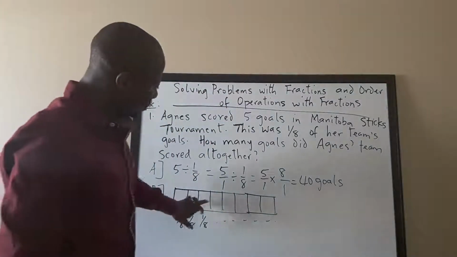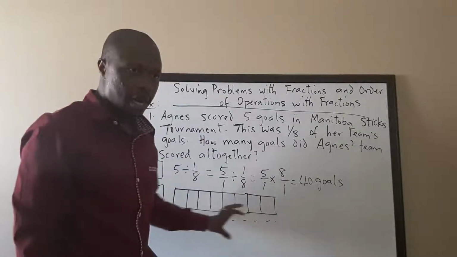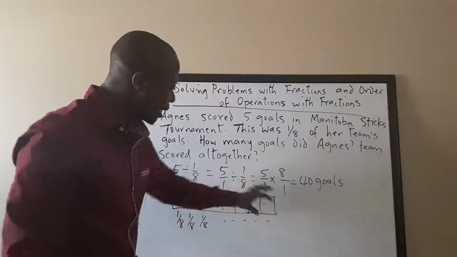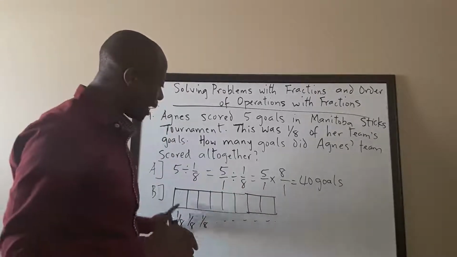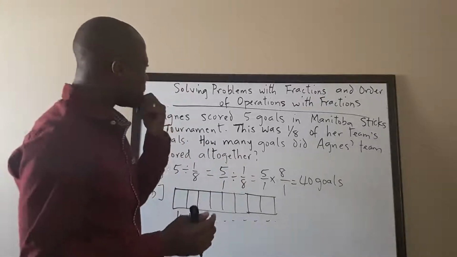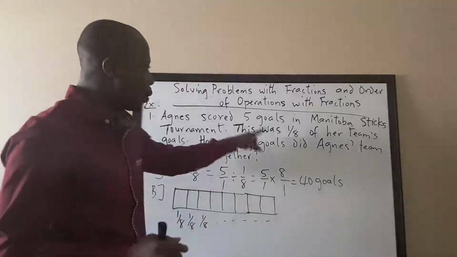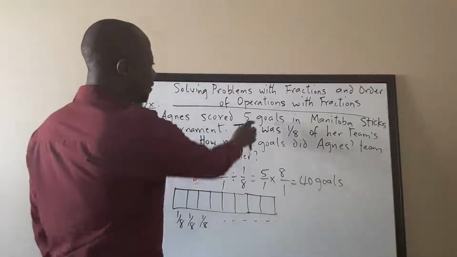So 1, 2, 3, 4, 5, 6, 7, 8. So there are 8 different ones here. So the entire thing represents a whole, and so each one is 1/8 of a whole, basically. So Agnes scored 1/8. So that means Agnes scored 5 goals.